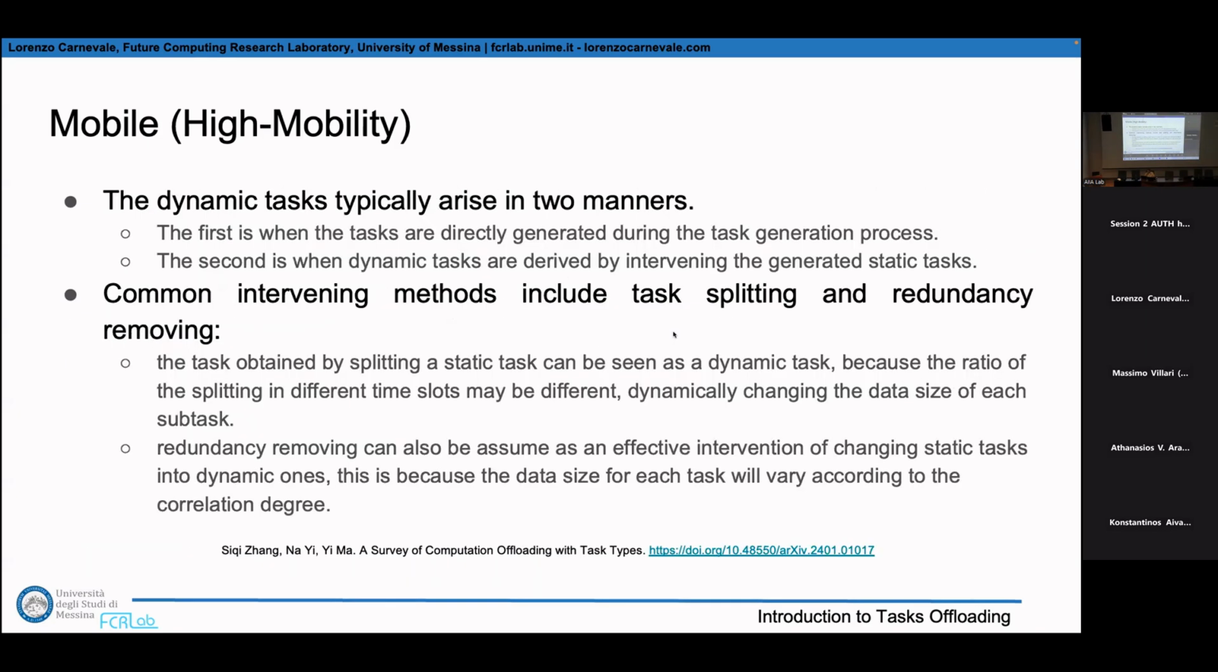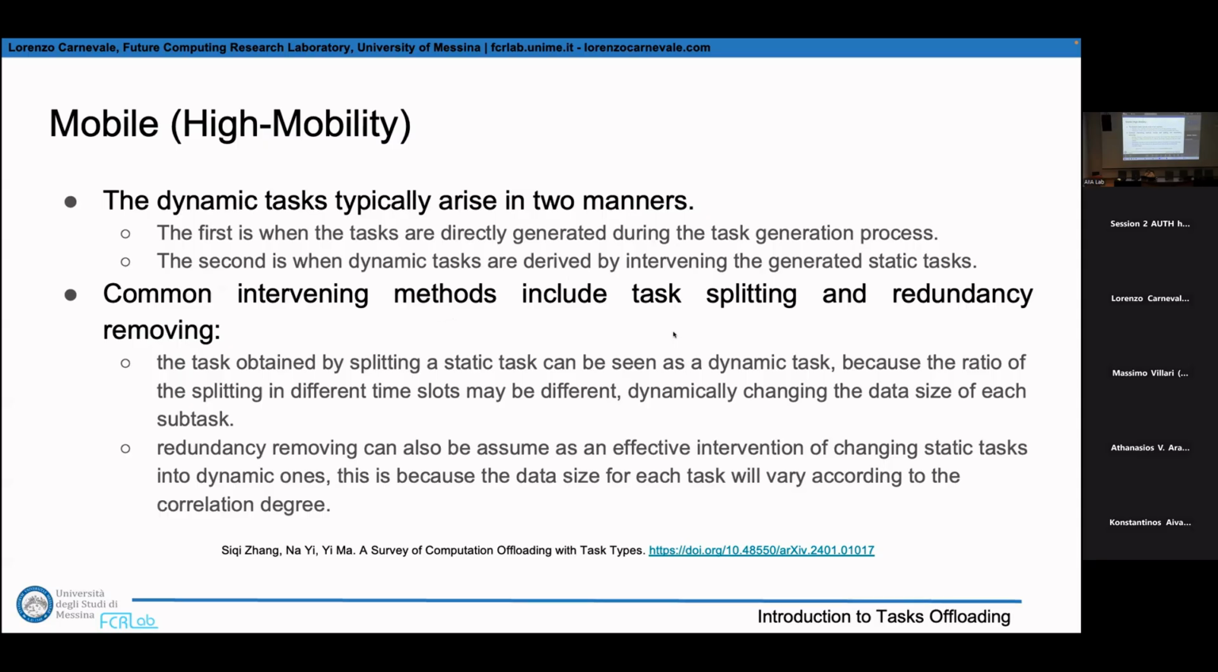The dynamic task typically arises in two different manners. The first is when the tasks are directly generated during the task generation process. And the second is when the dynamic tasks are derived by intervening on the generated static task.